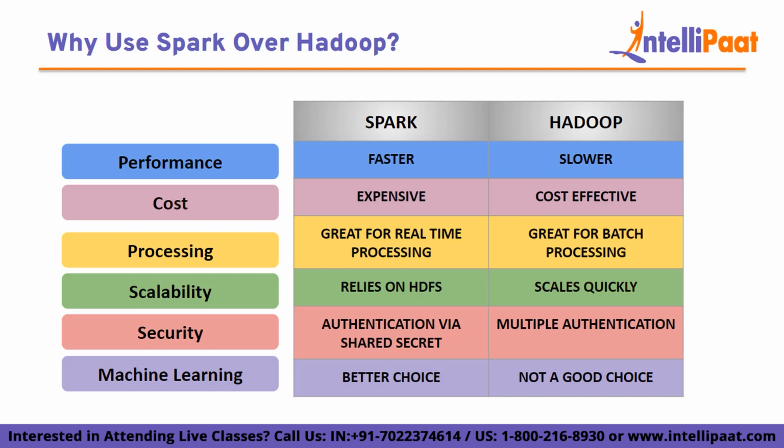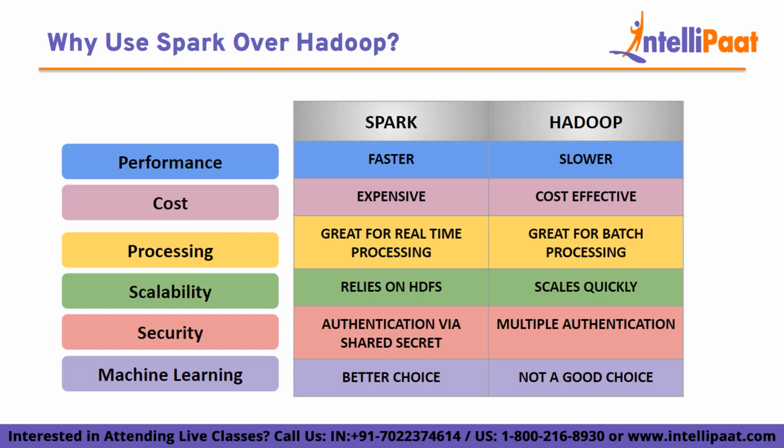Next we have cost. Hadoop is generally more cost effective since it uses various types of disk storage for data processing. Spark, on the other hand, can be more expensive as it relies on in-memory processing, which requires a lot of RAM. Then we have processing.